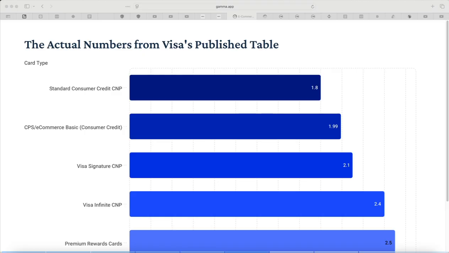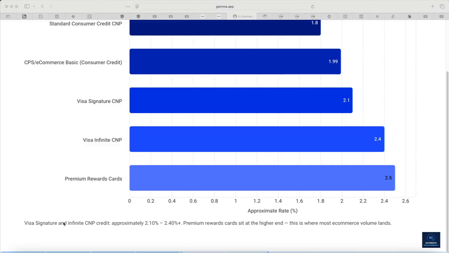But Visa Signature and Visa Infinite, which are the premium cards most consumers carry today, run in the range of approximately 2.1 to 2.4% or higher on card not present transactions. And here's the important part. Most of your customers are not paying with basic consumer credit cards. They are paying with rewards cards, travel cards, Visa Signature, and Infinite products, which means your blended interchange cost is not sitting at the floor of the range. It's sitting somewhere in the middle to upper end before your processor adds anything on top.